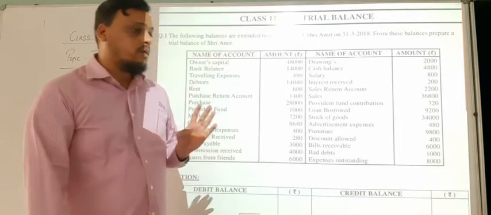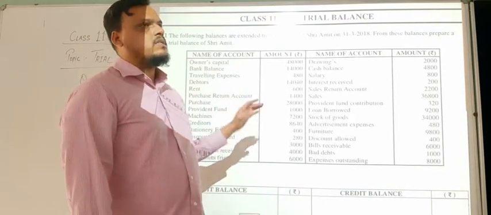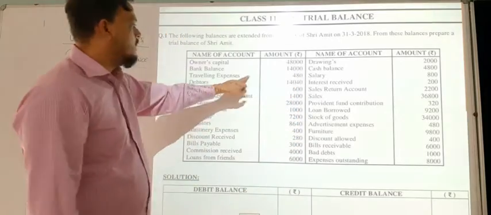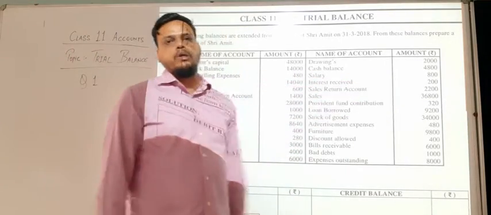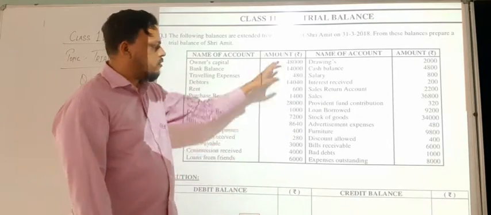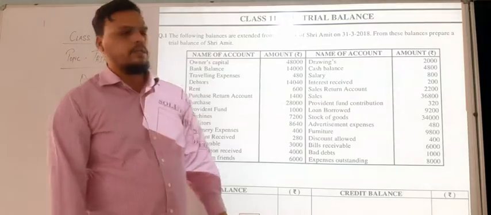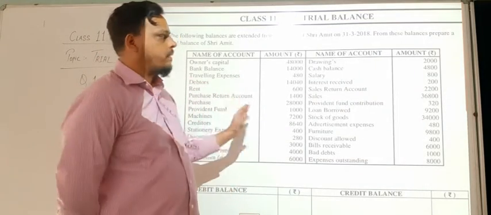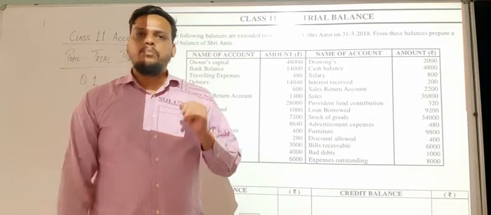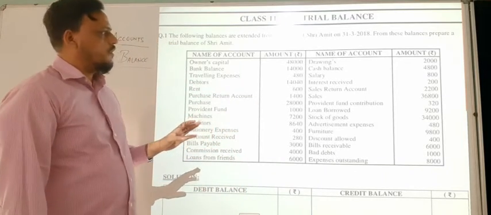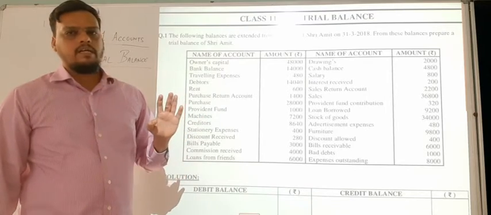In trial balance it has been said that the balances are coming from ledgers. So the balances which occur over here are from the ledger. The amount has already been mentioned over here, so you need to just identify which is debit and which is credit. So let's begin with the question. I'll read the question for you, so make sure that everything is understandable.